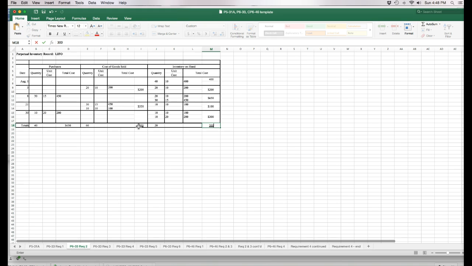So this is an example of LIFO. Again, for repetition purposes, the unit cost when we're determining cost of goods sold is what we purchased those units at, not what we sold them at. Okay? And then we just keep track of the inventory on hand. I hope this gave you an example of how we fill out the LIFO.